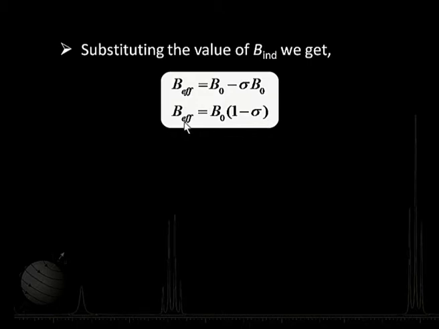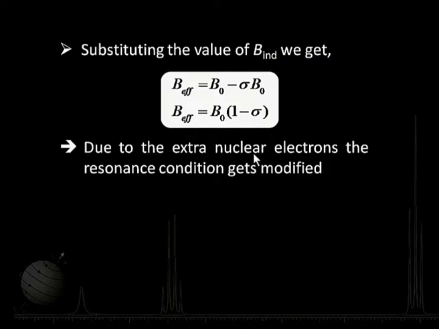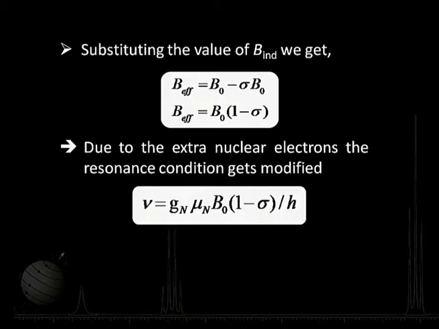That means B effective is B naught (1 minus sigma). Now, due to the extra nuclear electrons, the resonance condition gets modified, because the electrons' behavior will change depending on the neighboring atoms. As a consequence, our effective condition for resonance now comes out to be g_n mu_n B naught (1 minus sigma) equals h nu, or we can say it is B effective over here.